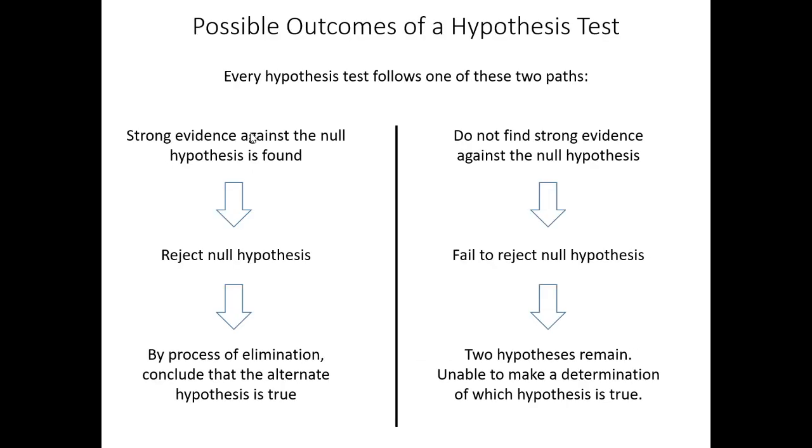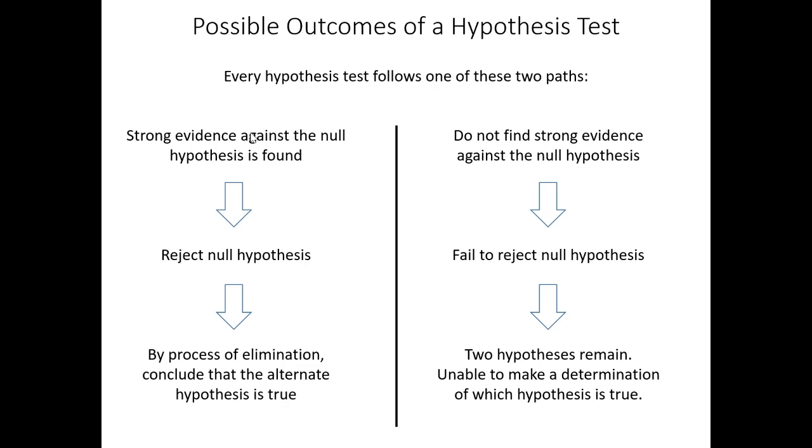All right, so where we're going with this, we have two hypotheses. That sort of corresponds to two possible outcomes for a hypothesis test. So for every test, we're either going to go down the left column or down the right column. So on the left, suppose we find strong evidence against the null hypothesis. That's going to lead us to believe that the null hypothesis is not true. We should get rid of it, or as we say, reject it. And if we do reject it, because there were only two hypotheses to begin with, and we throw one away, by process of elimination, we can then support or conclude that the alternative hypothesis is true. Okay, so that's on the left.